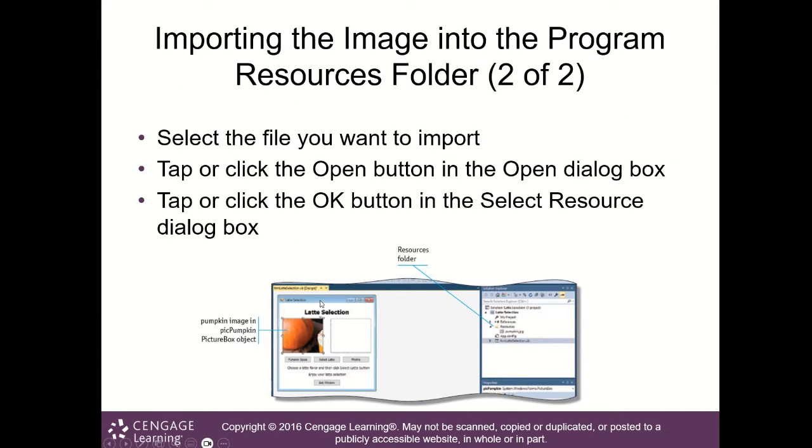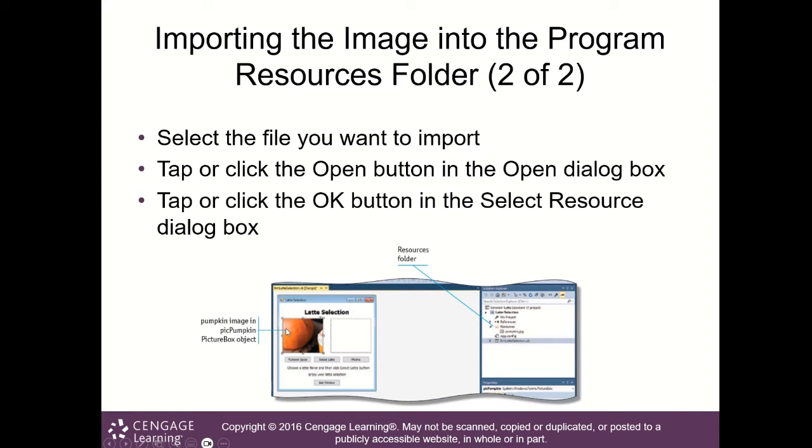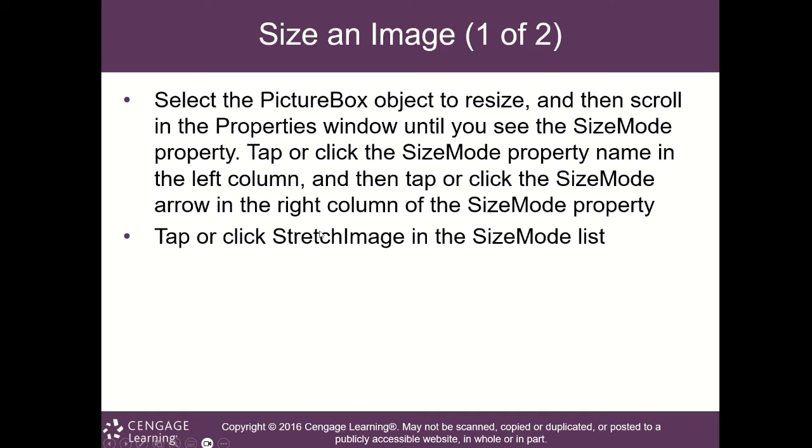So, the whole activity is screenshotted here. Suppose you want to import the pumpkin spice. Basically, you can see that we have imported it into the resources folder, and then it is being shown here. So, next point is size the image, because you see here you don't understand by looking at it what it is. So, you have to make the image fit inside the picture box.